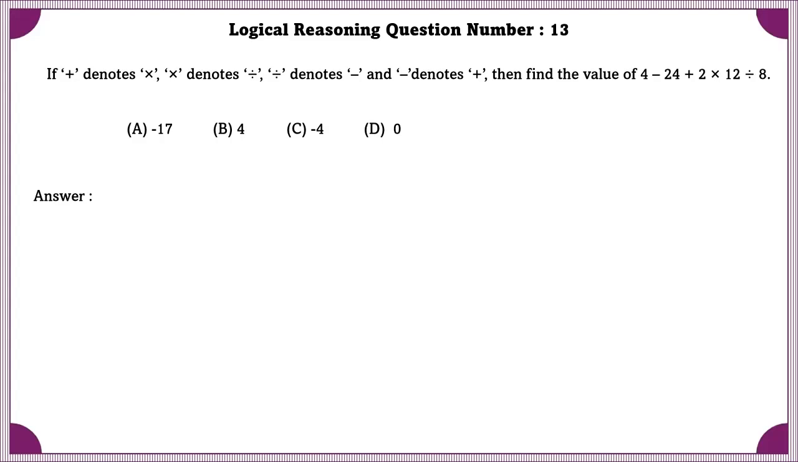Logical reasoning question number 13. If plus denotes multiplication, multiplication denotes division, division denotes minus and minus denotes plus, then find the value of 4 minus 24 plus 2 into 12 divided by 8. According to the given equation, we can write it as 4 plus 24 into 2 divided by 12 minus 8. Simplifying, we will get the answer as 0.